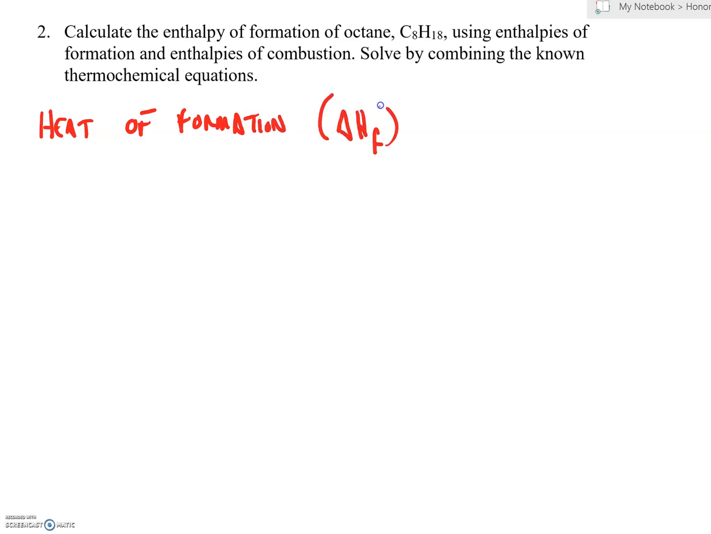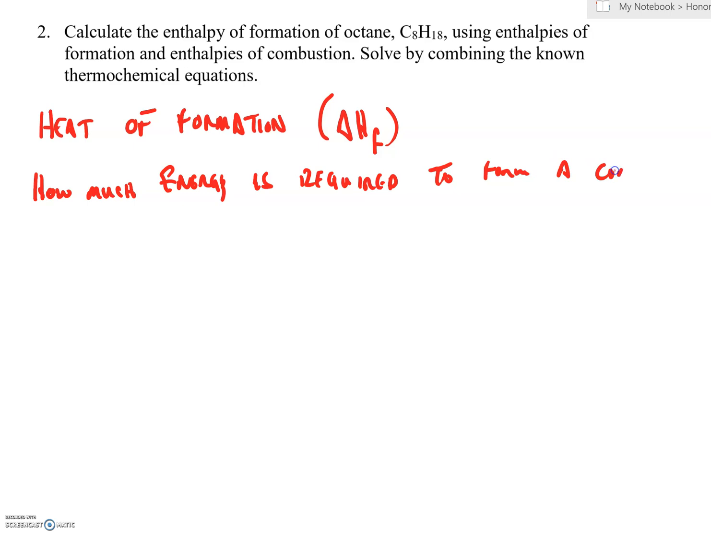Delta HF, and don't get that confused with the molar enthalpy of fusion from chapter 10. In other words, how much energy is required to form a compound. And this is going to look like a lot of what we're going to do from the homework. So let's do this one.